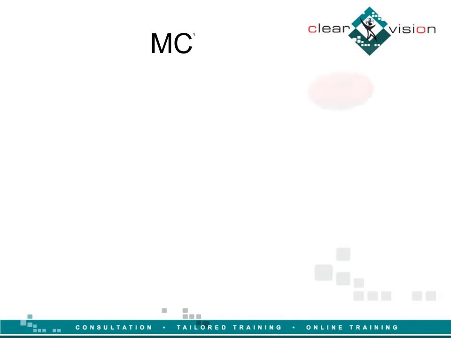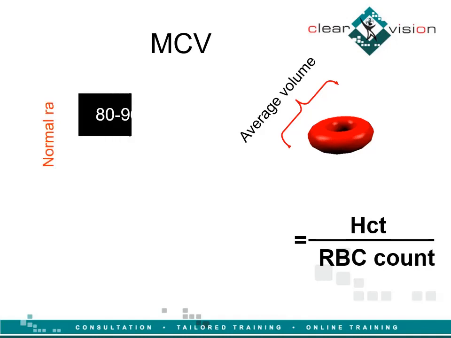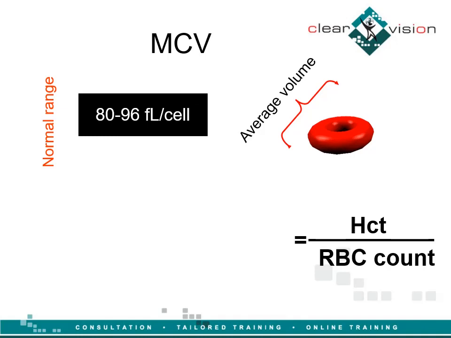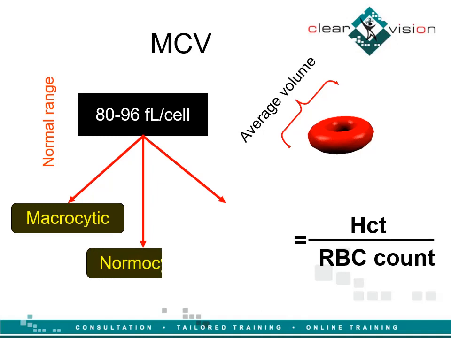Mean cell volume is an estimate of the average volume of red blood cells. It's calculated by dividing hematocrit by red blood cell count. The normal range is between 80 to 96 femtoliter per cell. Based on the result of MCV, the following terminologies are assigned. If it's larger than the normal range, then it's called macrocytic. If MCV is within the normal range, then it's called normocytic. And if MCV is below the normal range, then it's called microcytic.